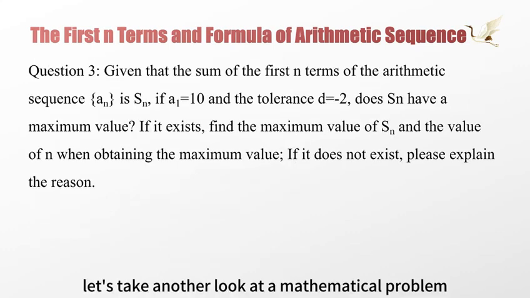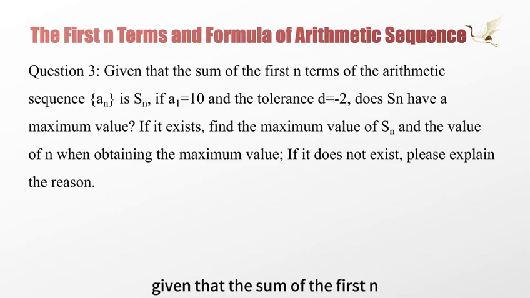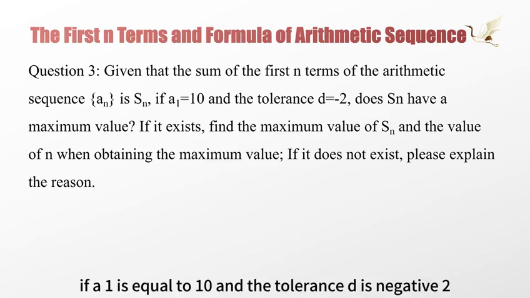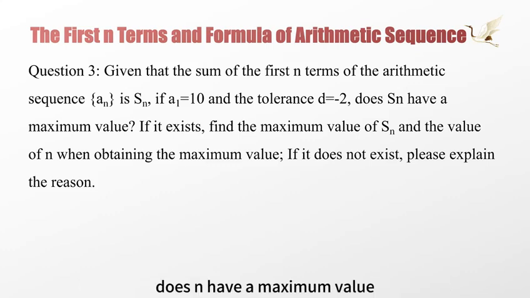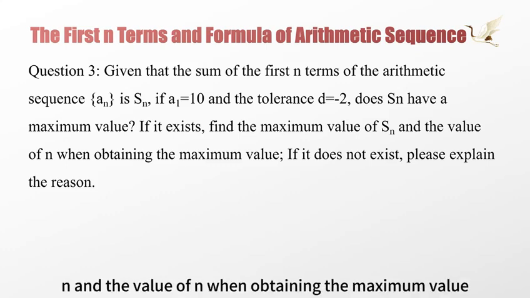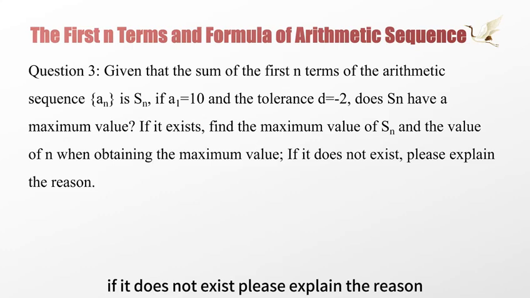Let's take another look at a mathematical problem. Given that the sum of the first n terms of the arithmetic sequence {a_n} is S_n, if a1 is equal to 10 and the common difference d is -2, does S_n have a maximum value? If it exists, find the maximum value of S_n and the value of n when obtaining the maximum value. If it does not exist, please explain the reason.